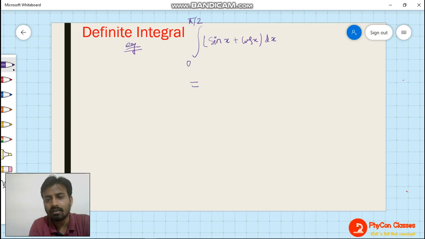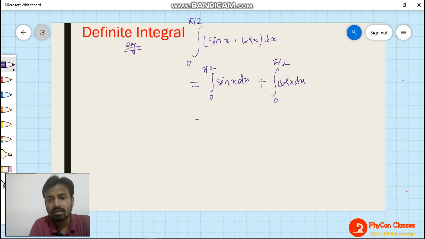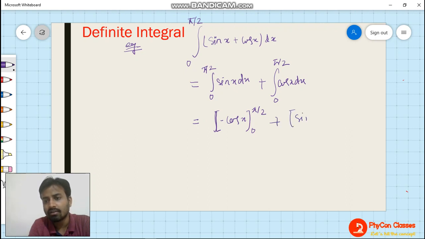So for this, this is going to be integration of sin x dx from 0 to pi by 2 plus integration of cos x dx from 0 to pi by 2. Correct? Now see here, what is the integration of sin x? Integration of sin x is minus cos x, and the limit will be from 0 to pi by 2, plus integration of cos x is sin x, limit is 0 to pi by 2.